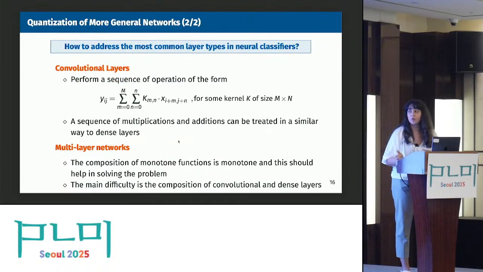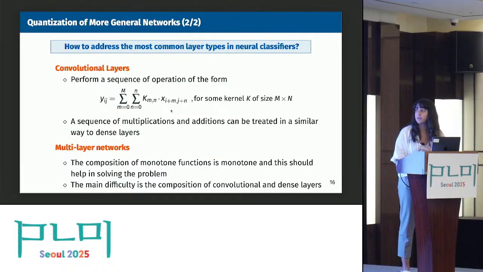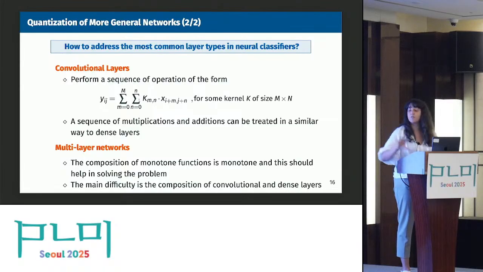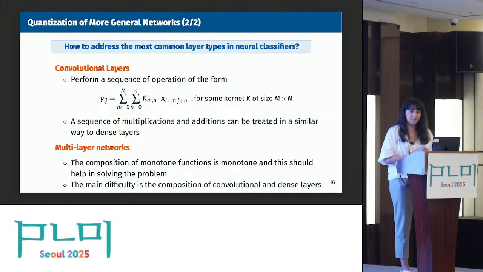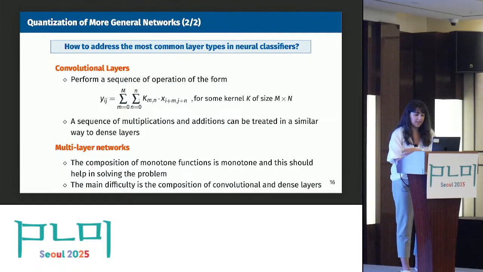For the convolutional layers, a convolutional layer performs a sequence of operations of this form. Generally, we have a sequence of multiplications and additions, and we believe that they can be handled in the same way as we did in dense layers. And I finish with the multi-layer networks. This is the real problem, but the composition of monotone functions is monotone, and this should help in solving the problem. But for now, we didn't proceed to do the composition of such multi-layer networks.